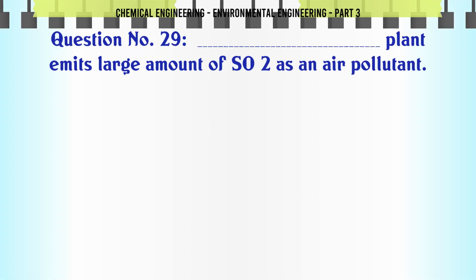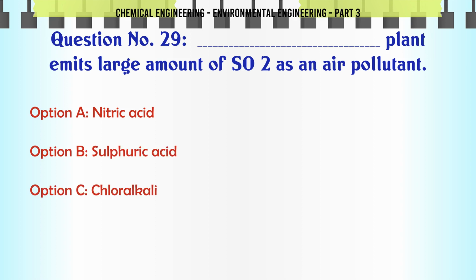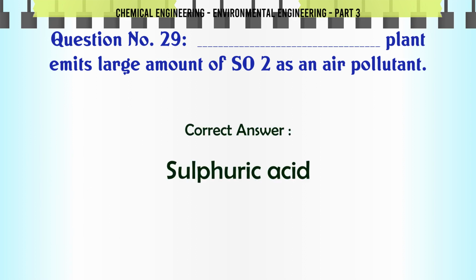Plant emits large amount of SO2 as an air pollutant. A. Nitric acid. B. Sulfuric acid. C. Chloralkali. D. Iron steel. The correct answer is sulfuric acid.